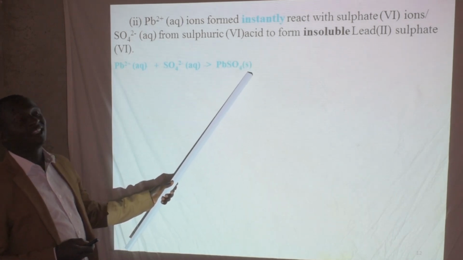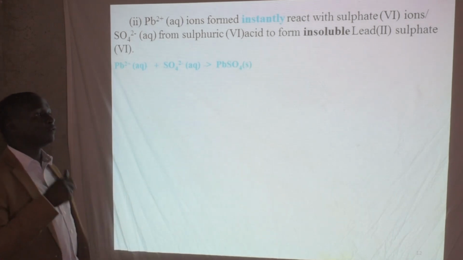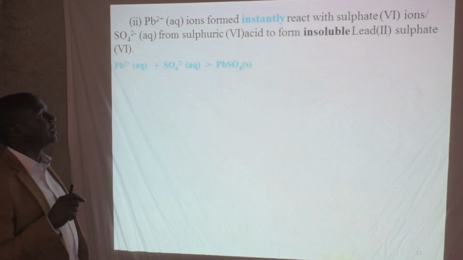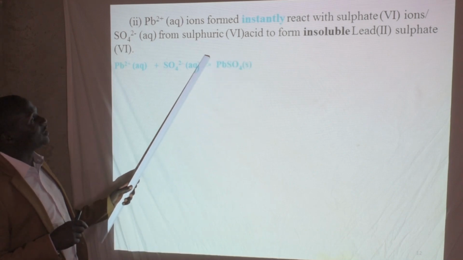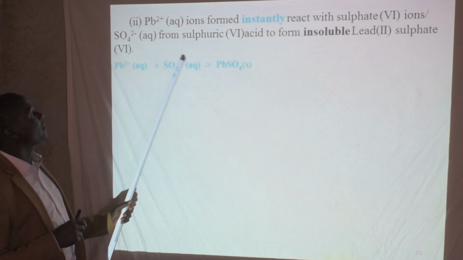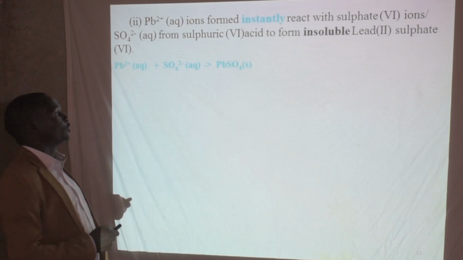What is the state of that? It is solid. Why? Because we said in Form 2 that all sulfates are soluble except barium, lead, and calcium, which are sparingly soluble. So all three of them are insoluble, and one of them, lead, is now insoluble.